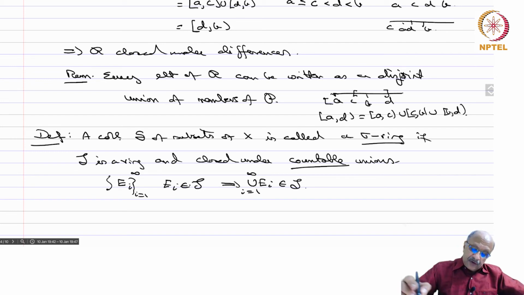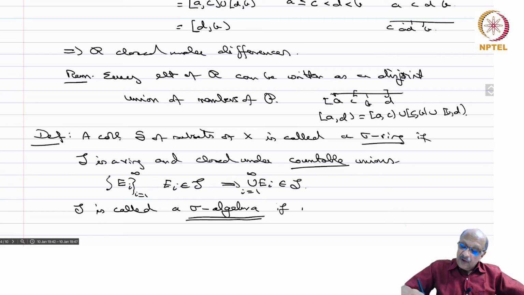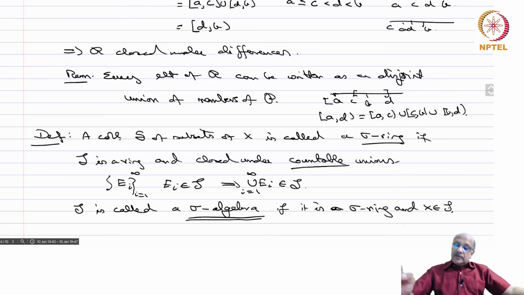And of course, it is already a ring, so S is a ring and it is closed under countable unions. S is called a sigma algebra, and this is the object which we will really study throughout this course. Okay, S is a sigma algebra if it is a sigma ring and X belongs to S. Whenever you want an algebra, the whole set must belong to it.